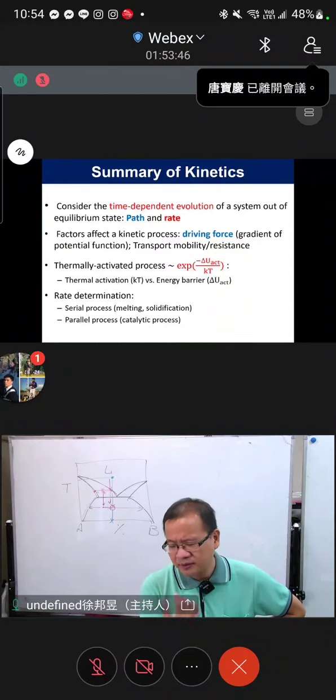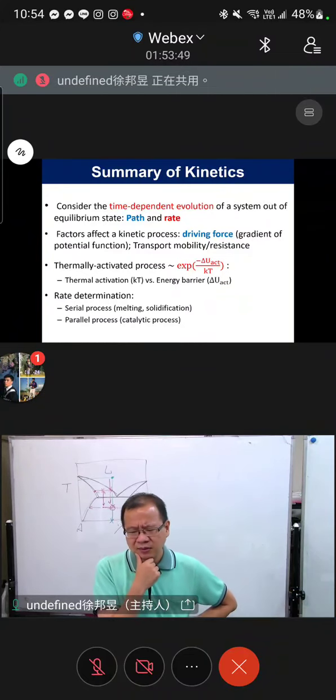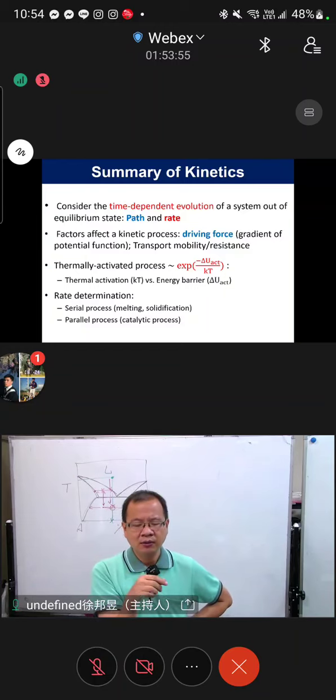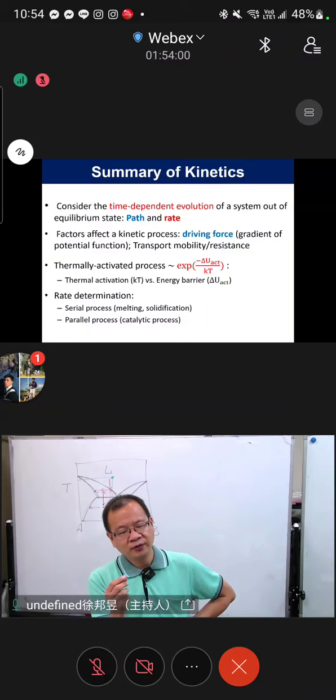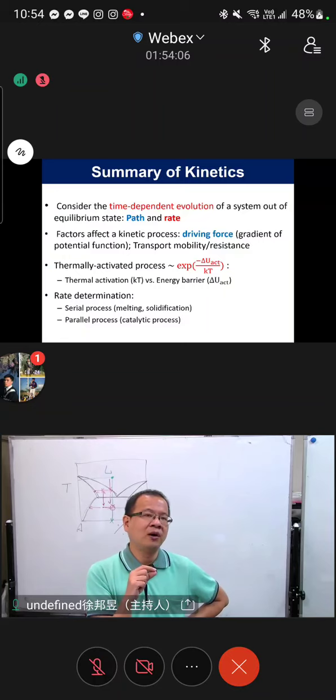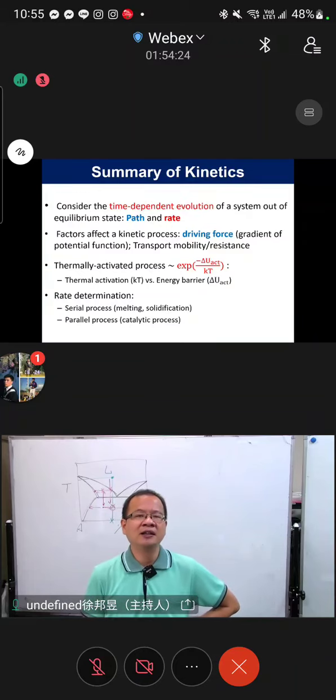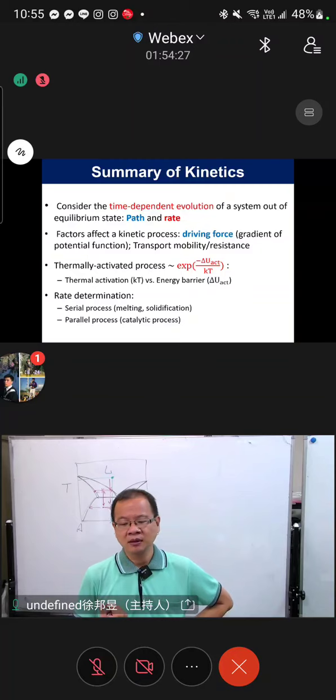All right, then the rate determination, I will teach you that. Basically, there are two kinds of physical process. One is series, i.e. number 2 needs to wait for number 1. Number 3 needs to wait for number 2. So number 4 needs to wait for number 3, while you need to reach from 1 to 4. And then you need to go through 1, 2, 3, 4. We call that series processes. And the typical example is the melting process and the solidification process. You need to wait for all the mechanisms to happen, then that will happen.